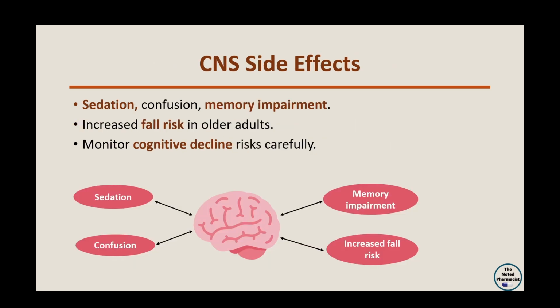Anticholinergics are associated with central nervous system side effects, including sedation, confusion, and memory impairment. These effects are particularly pronounced in older patients and may lead to heightened risks of falls, cognitive decline, or exacerbation of dementia, necessitating careful selection and dose adjustments during therapy.